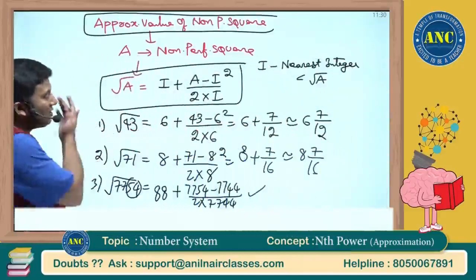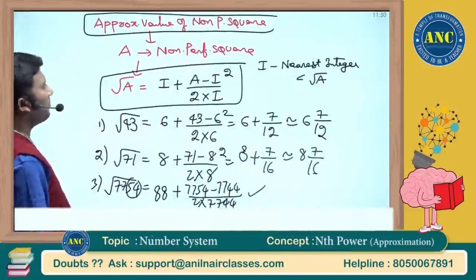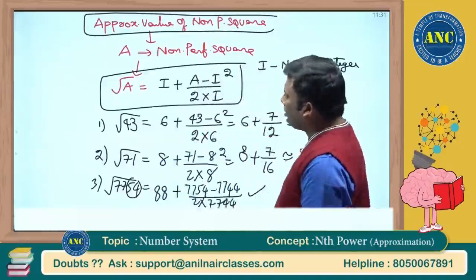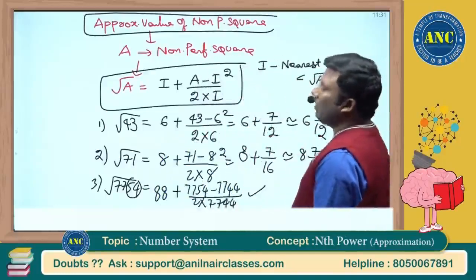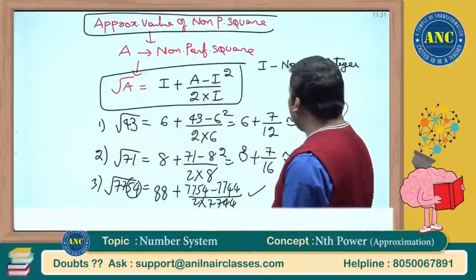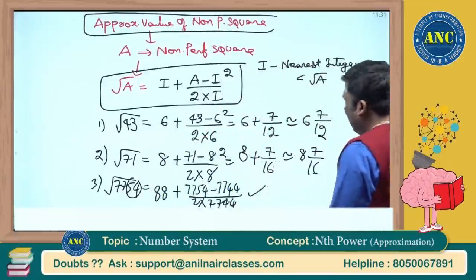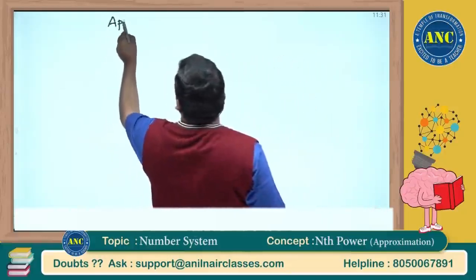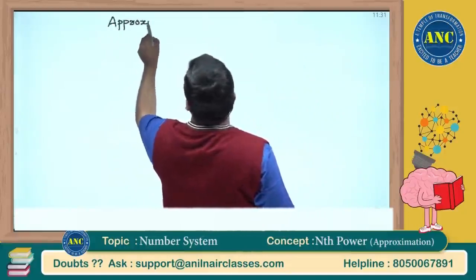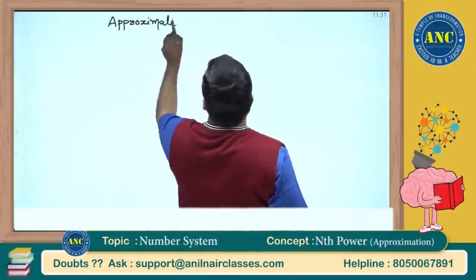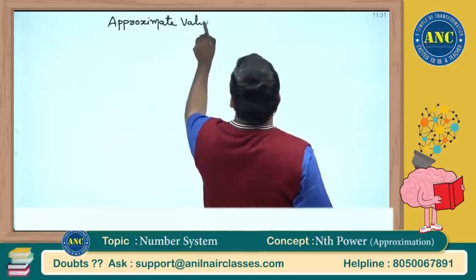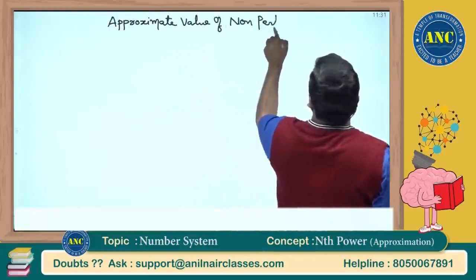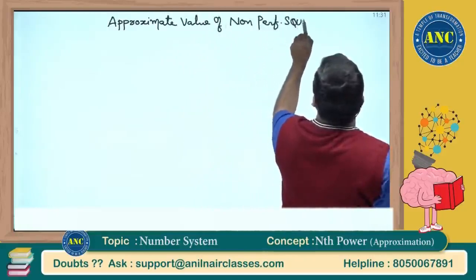I hope the concept is clear. How to find the approximate value of a non-perfect square: a 2-digit number, 3-digit number, 4-digit number, and so on. Any digit number you can solve. I hope the idea is clear. Next one, how to find the approximate value of a non-perfect cube? Then slowly, after 5 to 10 minutes, you will be able to solve any non-perfect nth powers.